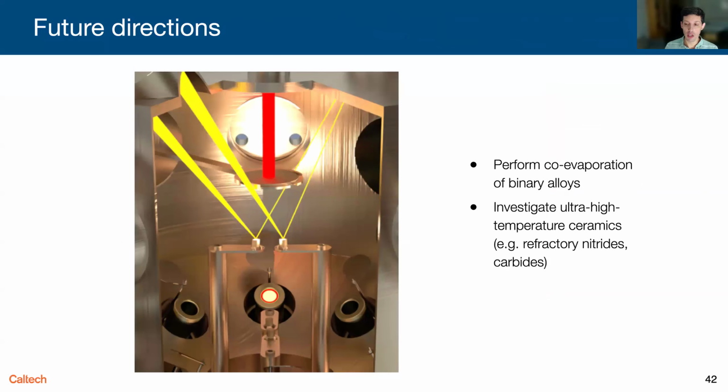What we really want to do now is grow some interesting materials that would be very challenging to grow with any other technique. In particular, we have the ability with 2 lasers to co-evaporate and form binary alloys. We can grow ternaries by introducing, for instance, nitrogen plasma as the third component of the ternary alloy. And with this, we can grow lots of interesting materials, for instance, ceramics, refractory nitrides, carbides, borides, and others.